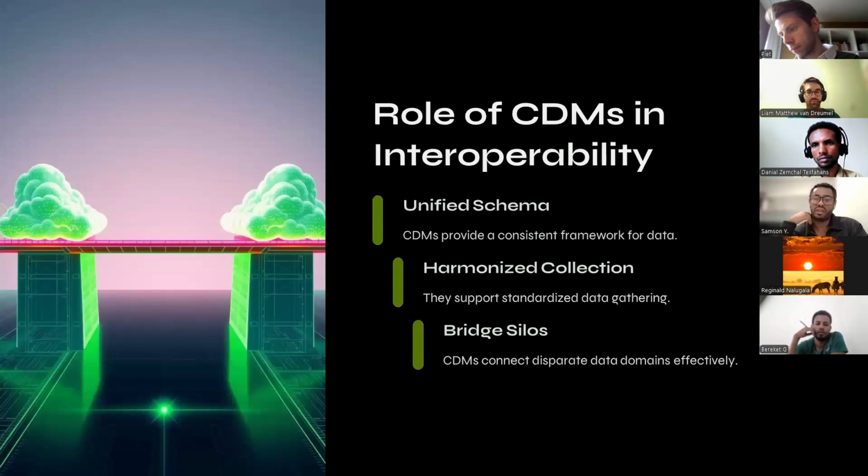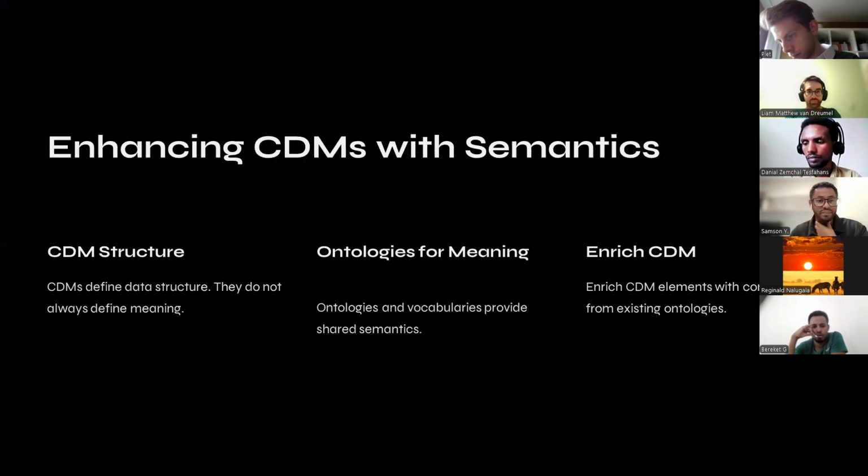So the role of this common data model in interoperability is that it creates a unified schema where they provide a consistent framework for the data, and you'd have a harmonized collection of this data. This allows us to bridge silos, because different data systems on different data domains would have a similar way of representation of the data that makes it possible to do interoperability of the data.